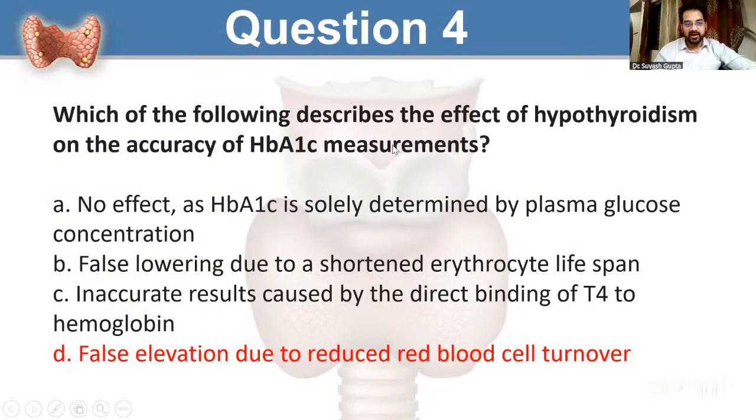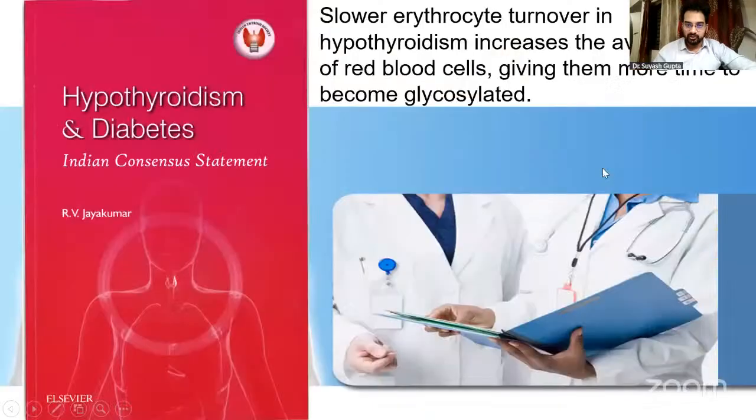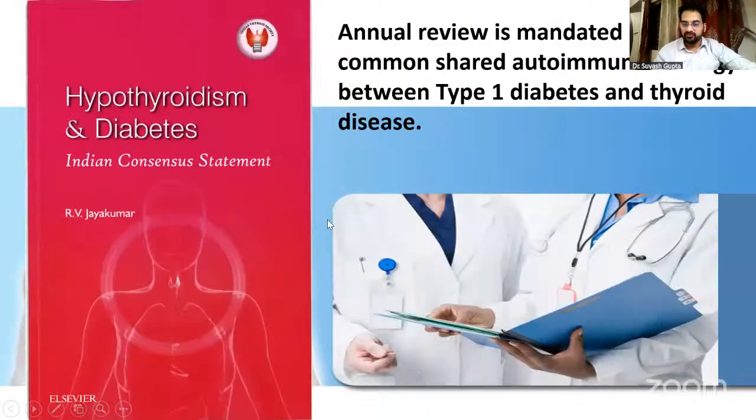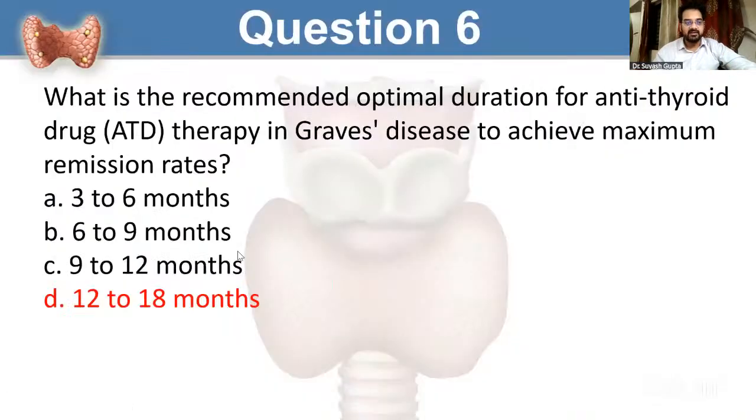Which of the following describes the effect of hypothyroidism on the accuracy of HbA1c measurements? False elevation due to reduced blood cell turnover. This was mentioned in the Indian consensus statement on hypothyroidism and diabetes. Again, this was a part of the ITS publications as well. They have mentioned this particular answer. The recommended screening protocol for thyroid function in patients with type 1 diabetes: we get many type 1 diabetes patients, and they are increasing at a very fast rate in our OPDs. The answer is screen for TSH and free T4 at diagnosis and then annually. We forget the annually part, which is very important. This is again mentioned in the Indian consensus statement published by the Indian Thyroid Society.